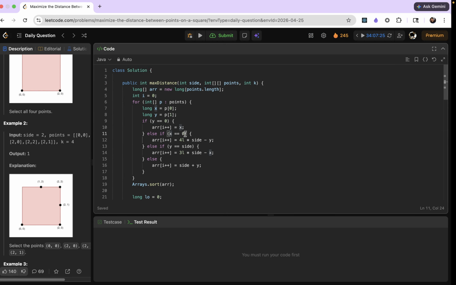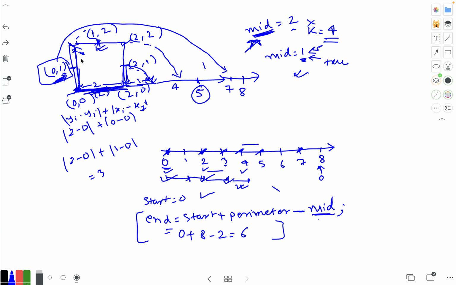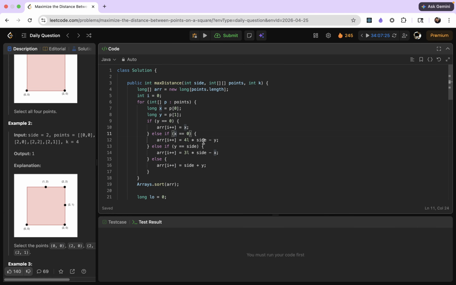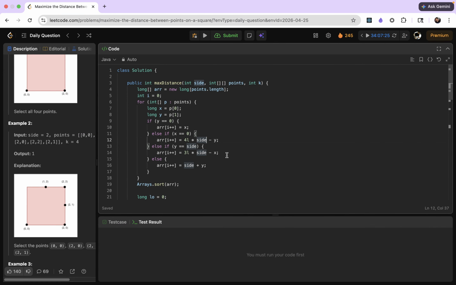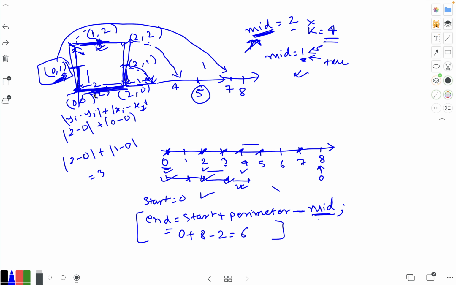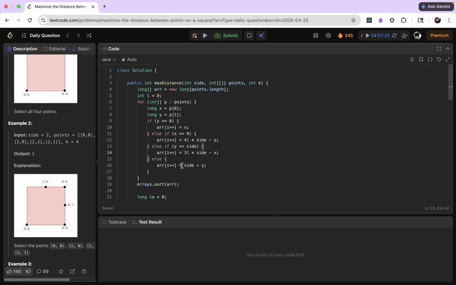For x equal to 0, it's not moving rightward, so this line. What would be the distance for any point? The distance would be 4 into side, that is the perimeter, minus the y distance. That is 4 into L, that is 4L, minus y. Similarly, if y is side, like this line, then for this point we should consider 3 into side minus the x value. That is what I have written here. And for this line, it would be side plus y, right?